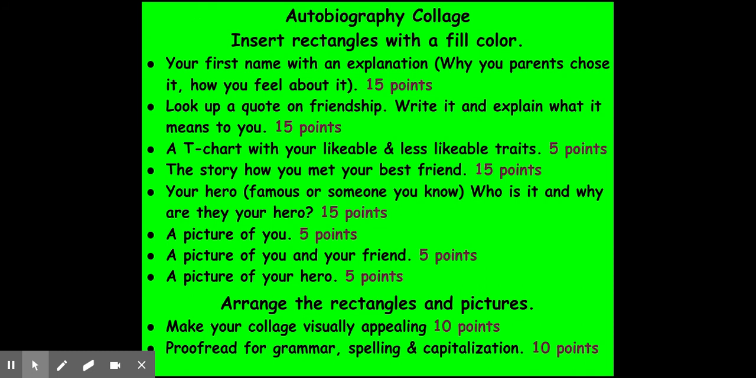Lastly, you're going to proofread your paper for grammar, spelling, and capitalization for 10 points. I know, I saw the 2 mistakes. I'm going to fix them. So now it's your turn.